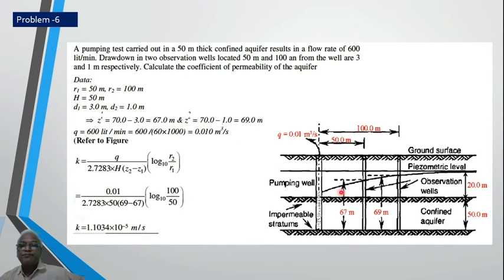So there is a drop of 3 meters and 1 meter, that's why there is a difference of 2 meters. Now if you calculate with the equation which is meant for a confined aquifer layer, just substitute everything properly, you will be getting the answer.